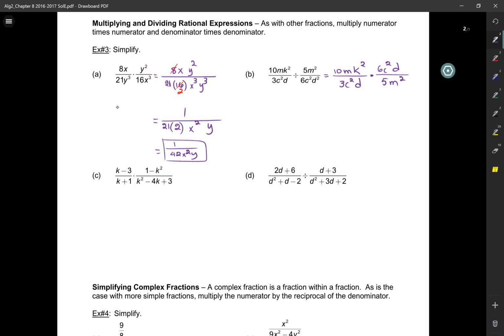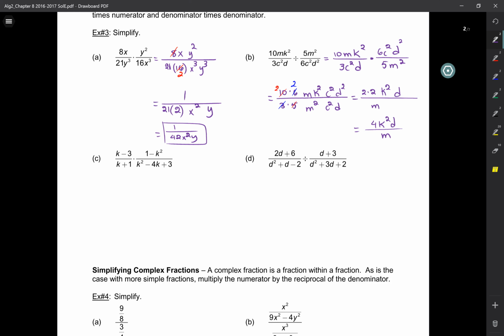So I'm going to give you 2 minutes to work through this on your own. I'm going to stop the recording for 2 minutes. So once you have everything in one fraction bar, then I reduce the 10 and the 5, the 6 and the 3, and those give me 2 and 2. And then I just go through and cancel out the variables. Any questions?